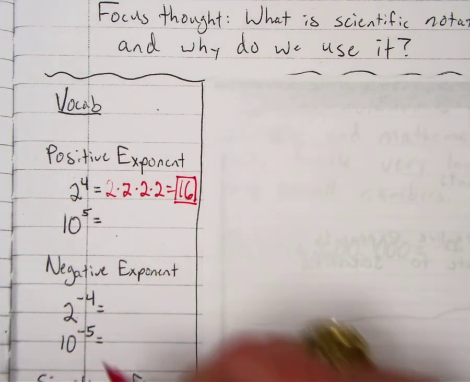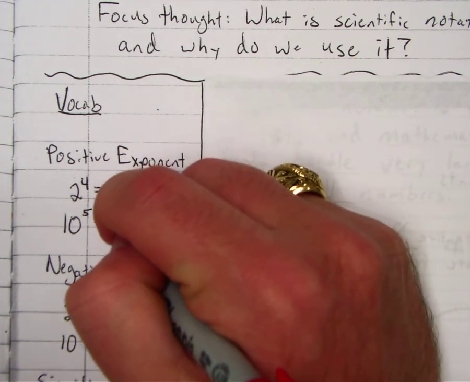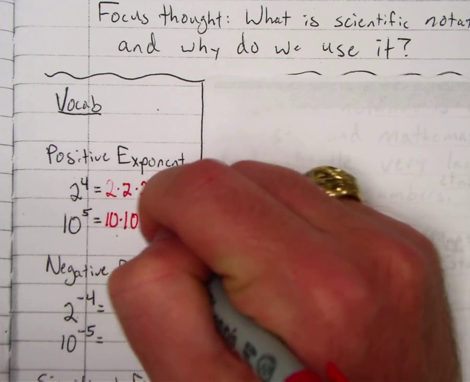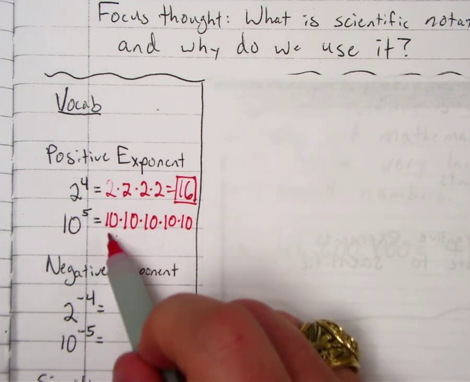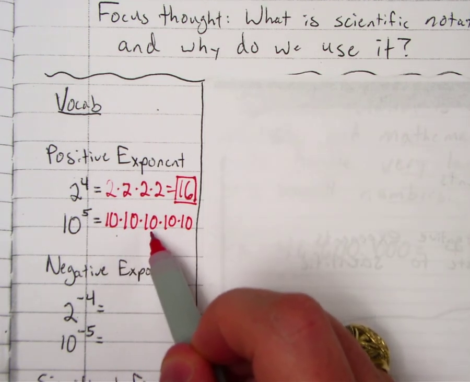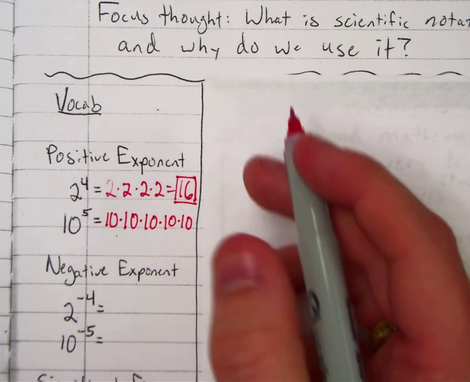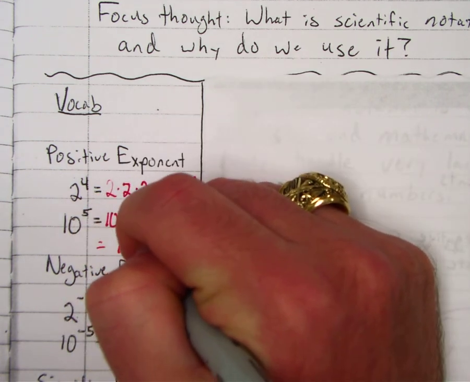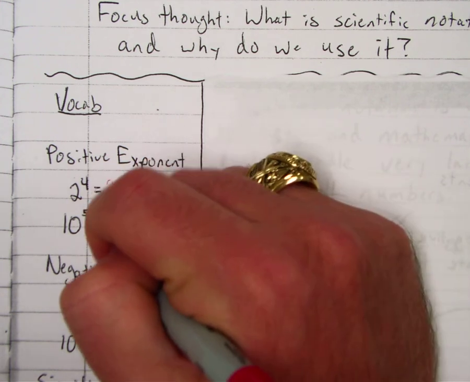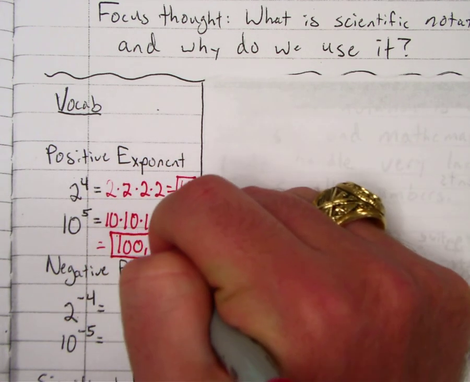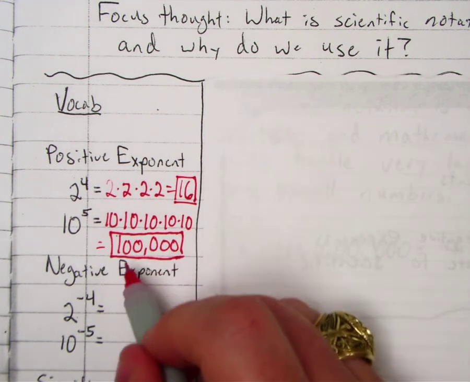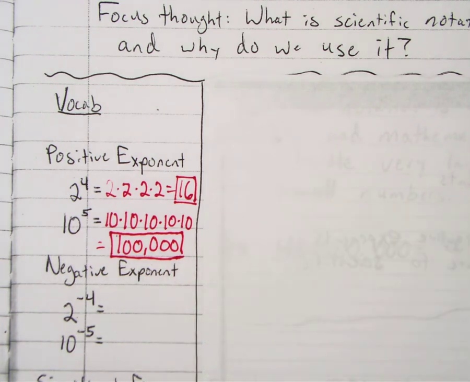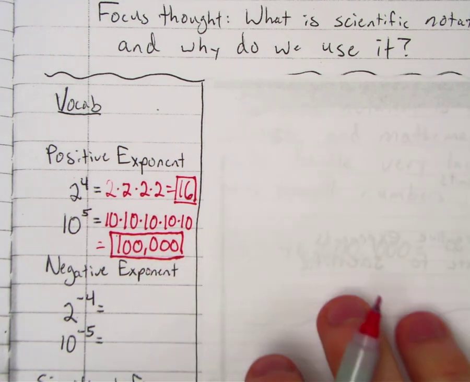Okay? Now 10 to the 5th, same thing, except this time we have 5 of them. 10 times 10 times 10 times 10 times 10. 10 times 10 is 100, times 10 is 1,000, times 10 is 10,000, times 10 is 100,000. So we have 100,000. And you'll notice something about the relationship between the exponent of 10 to the 5th and the number of zeros in 100,000. There are 5. 5 is our exponent, and there are 5 zeros. So every time you have 10 raised to something, it's going to be the same number of zeros as is in the exponent.